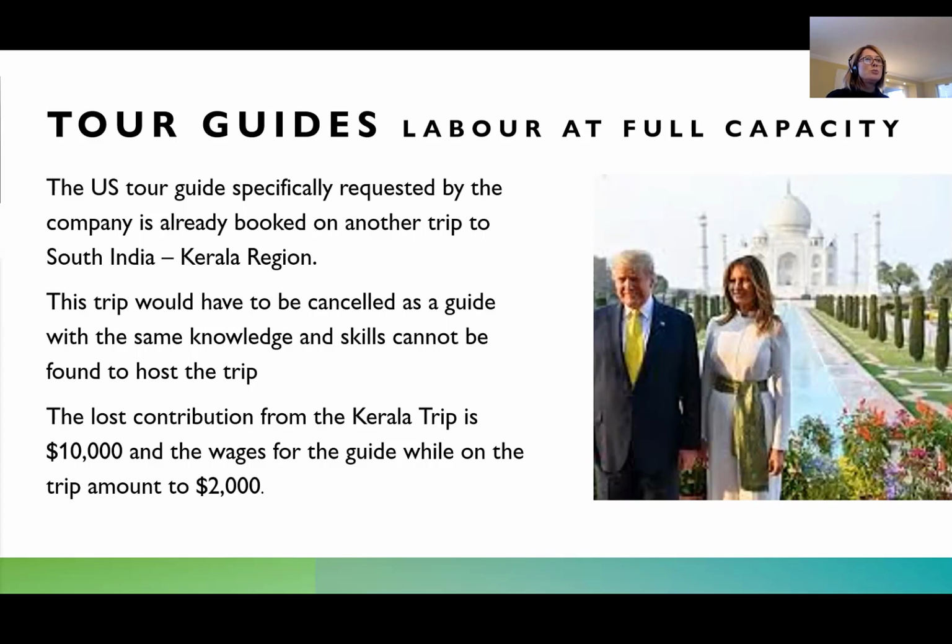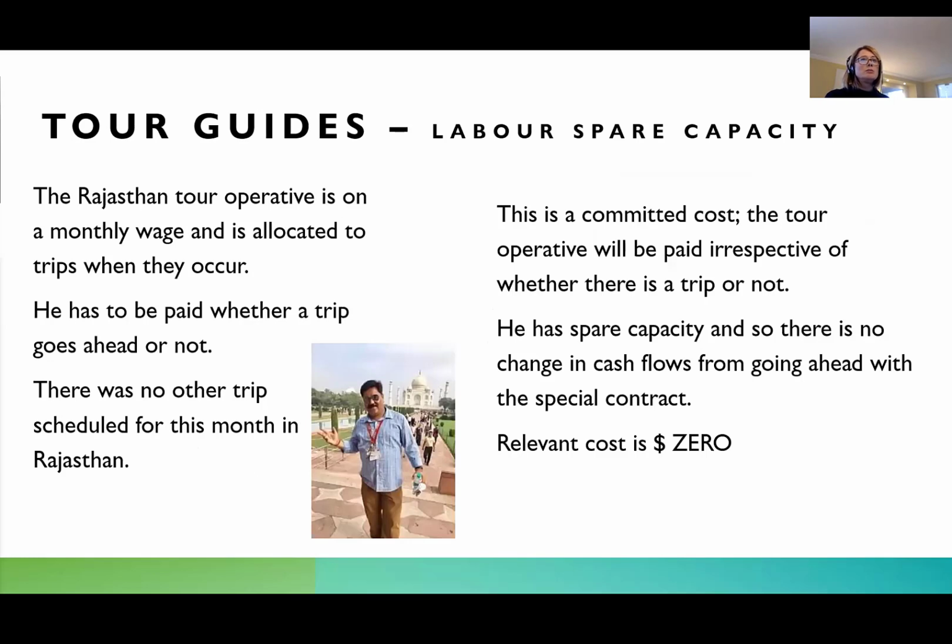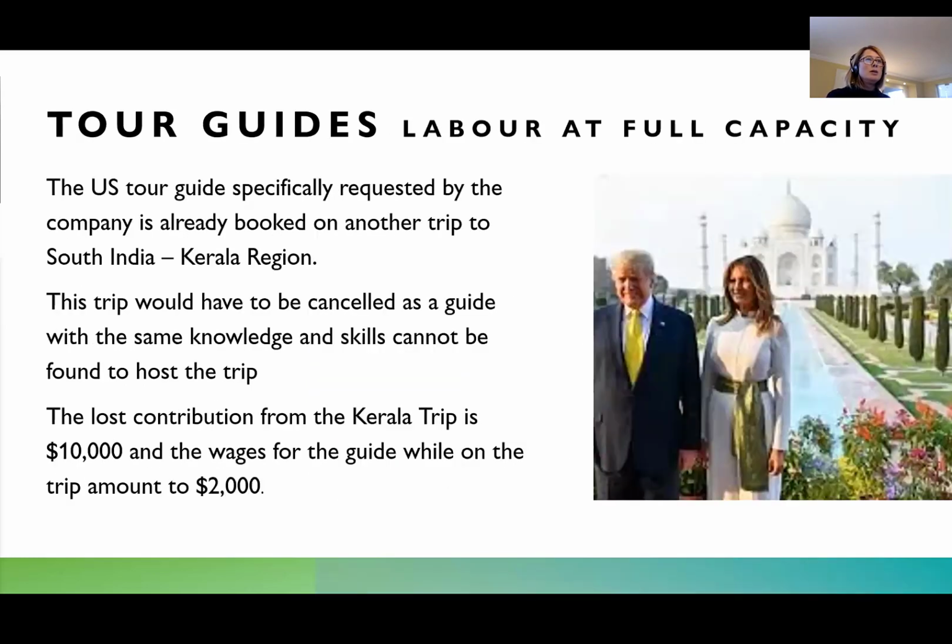And so the lost contribution from the Kerala trip by cancelling the trip is 10,000. But we need to add the wages for the guide while on the trip, which also amount to 2,000. Now, the problem here is students find this difficult because if you remember, I said that was zero for this guy because we had to pay it anyway. And the same would apply for there, wouldn't you think? So therefore, surely the lost contribution is 10. Well, no, that's wrong, and I'm going to explain why.